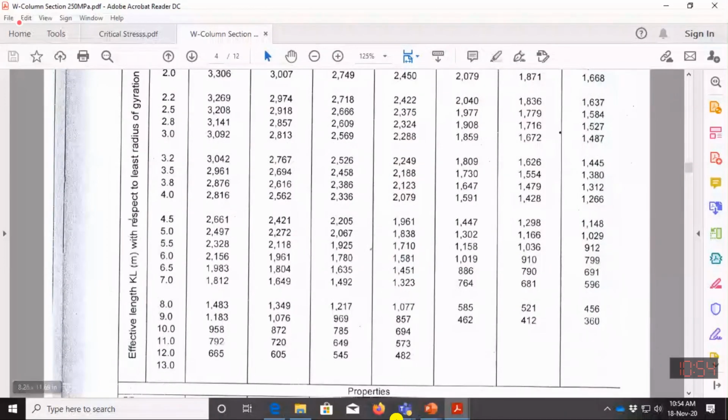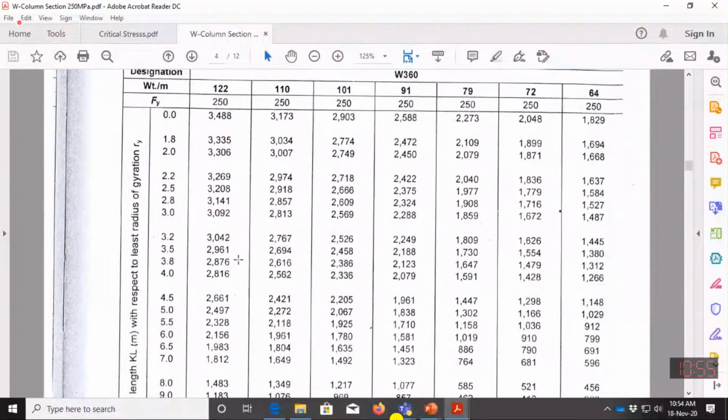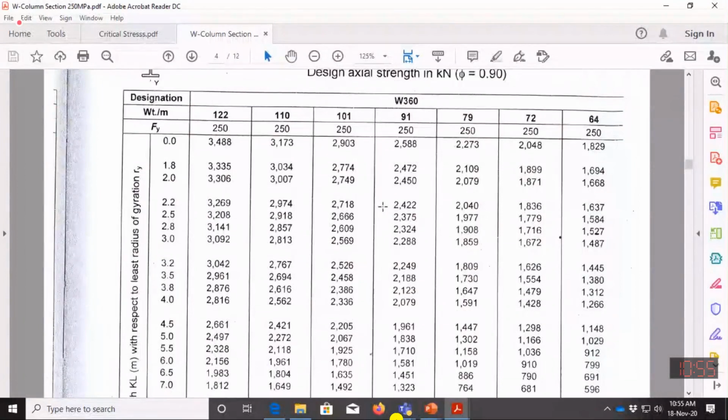So if you read out this very first column, it is written that effective length KL in meter with respect to least radius of gyration, which is about the y-axis. Actually, for the W section, if it is not braced, a W section will always buckle about the minor axis. Minor axis means about the y-axis. Why? Because it has less radius of gyration about the y-axis as compared to the x-axis.